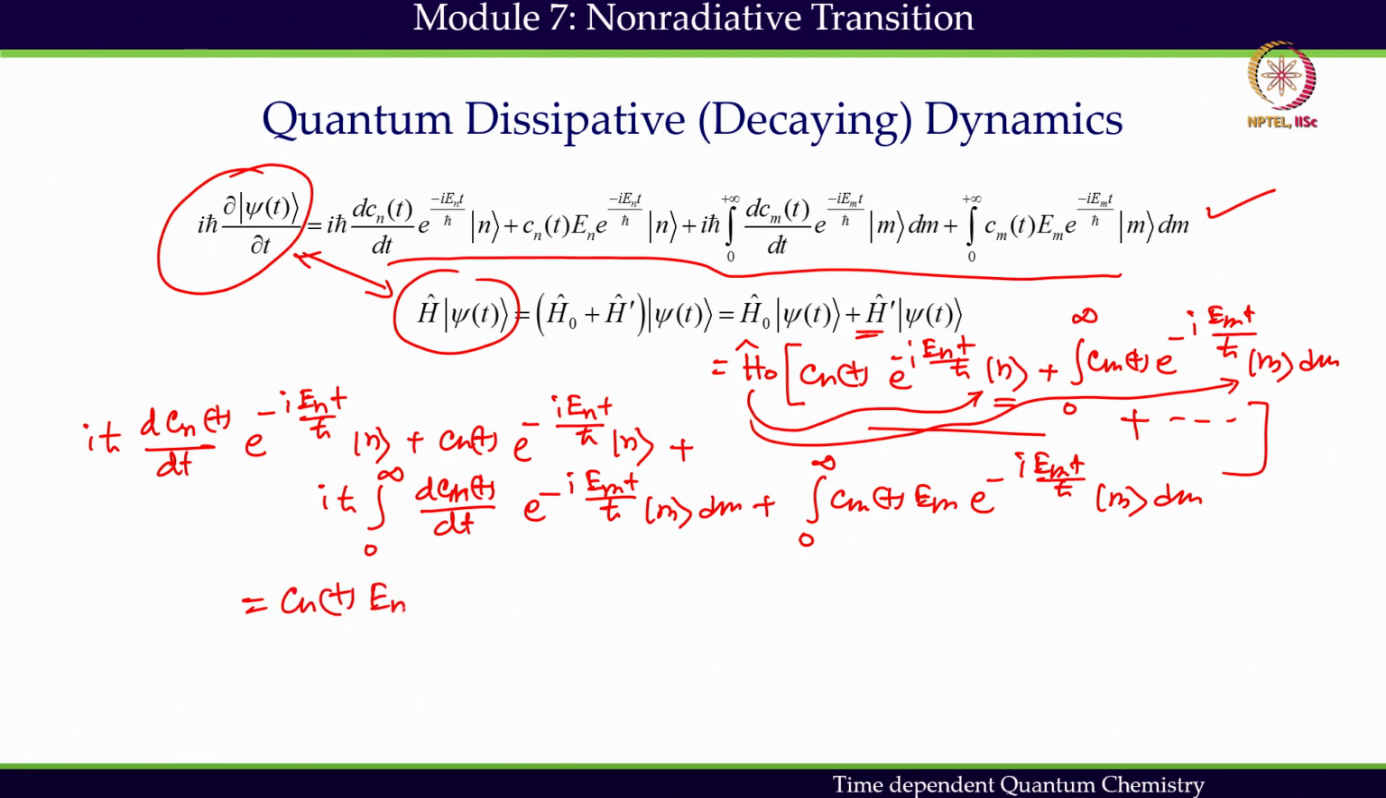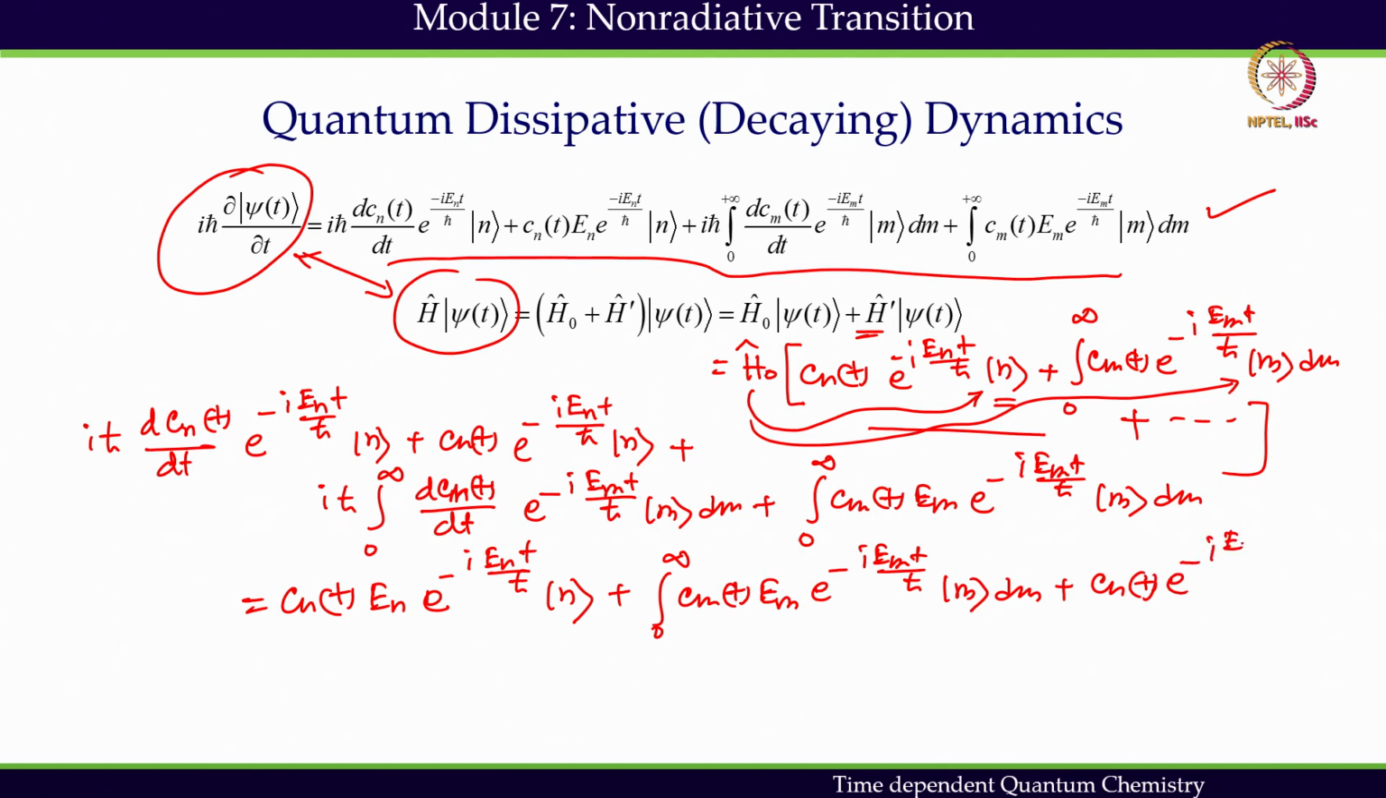c_n(t) E_n e to the power minus i E_n t by h cut n plus integral 0 to infinity c_m(t) E_m e to the power minus i E_m t by h cut m dm plus c_n(t) e to the power minus i E_n t by h cut H dash n plus integral 0 to infinity c_m(t) e to the power minus i E_m t by h cut H dash m dm. So, we can see that there are few terms which will be cancelling out.